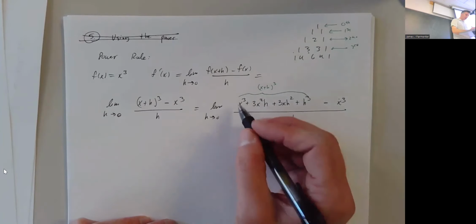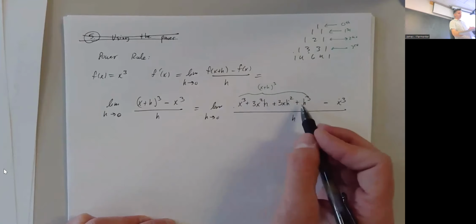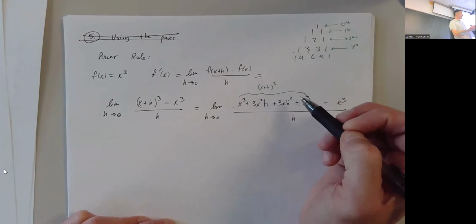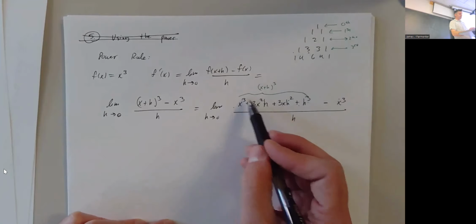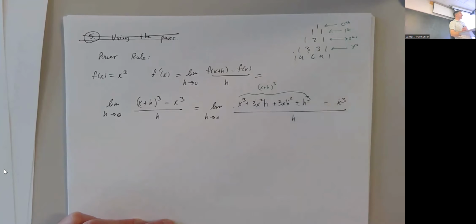And I got 1 times x cubed plus 3 times x squared h plus 3 times xh squared plus 1 times h cubed. So the 1, 3, 3, 1 give me the coefficients. And then we just let the powers of x decrease by 1 every time and the powers of h increase by 1 every time. And that pattern always works.